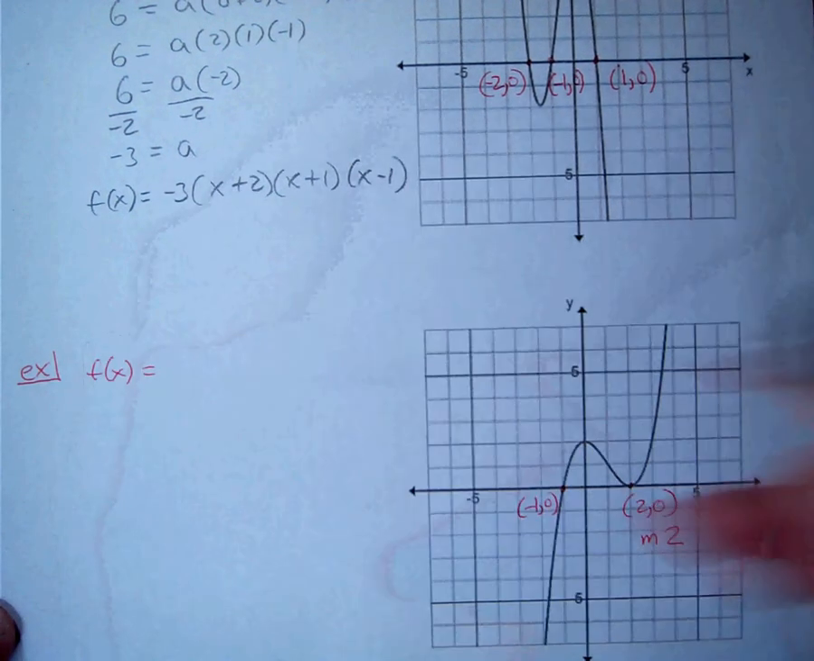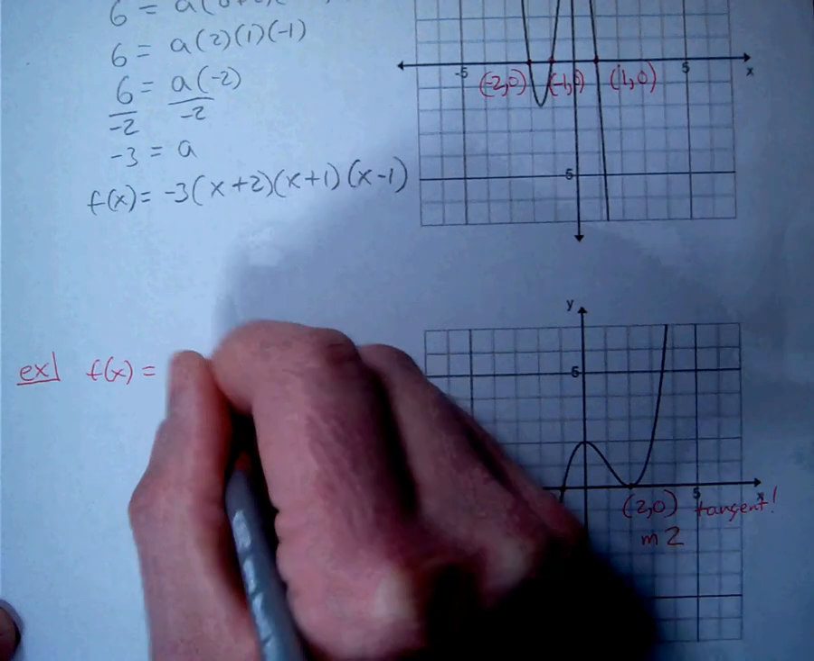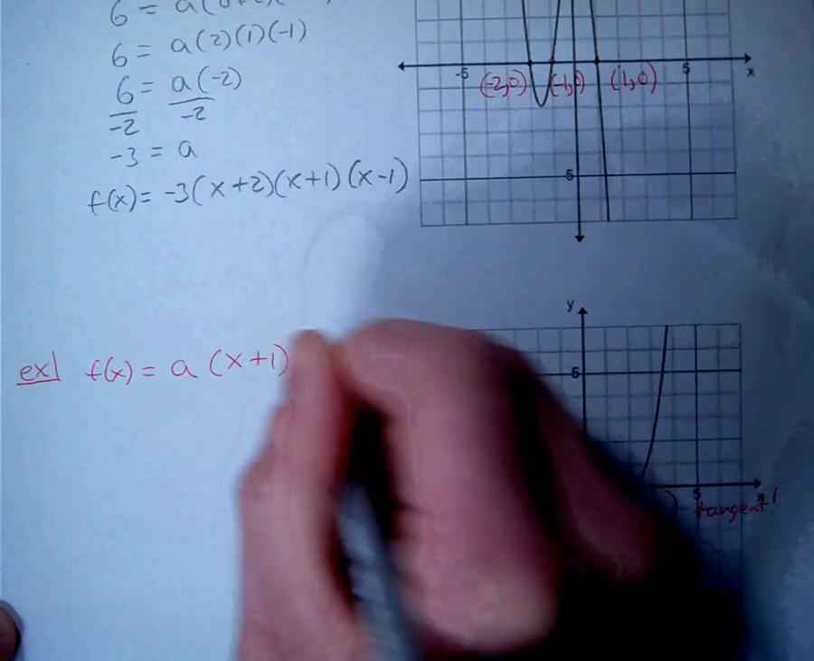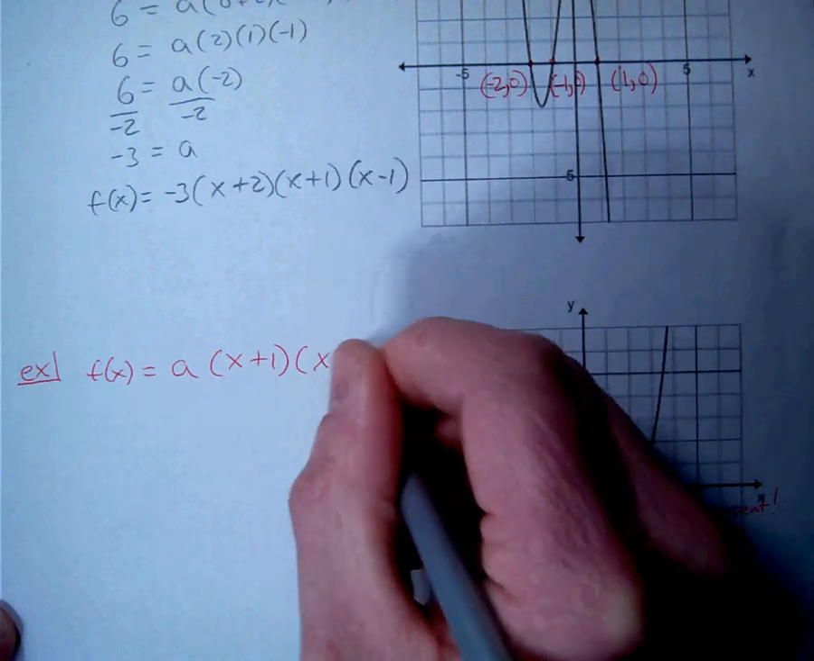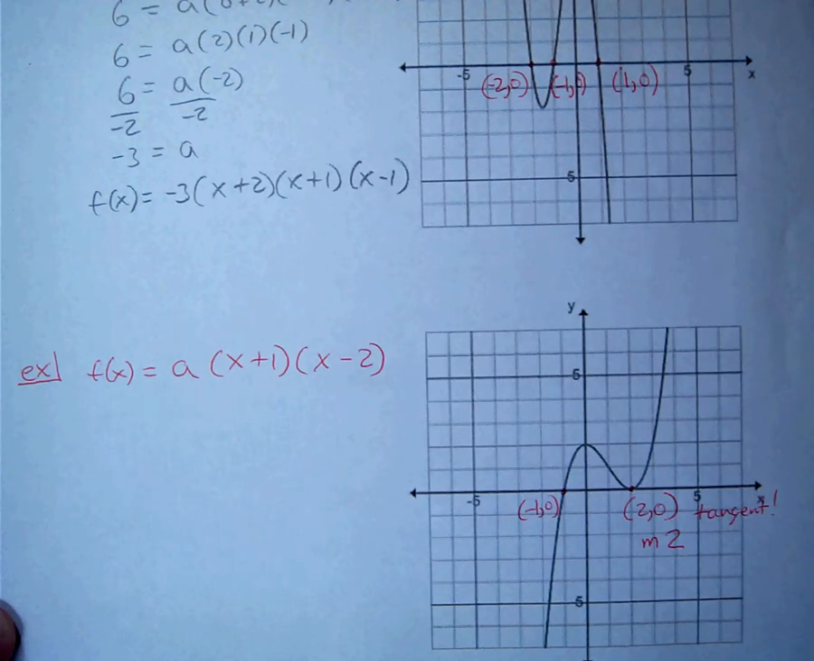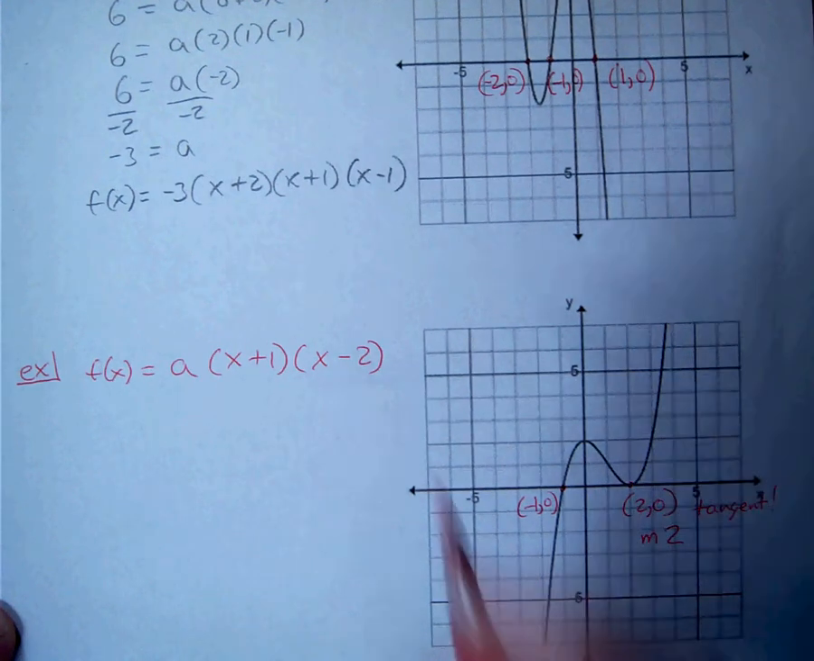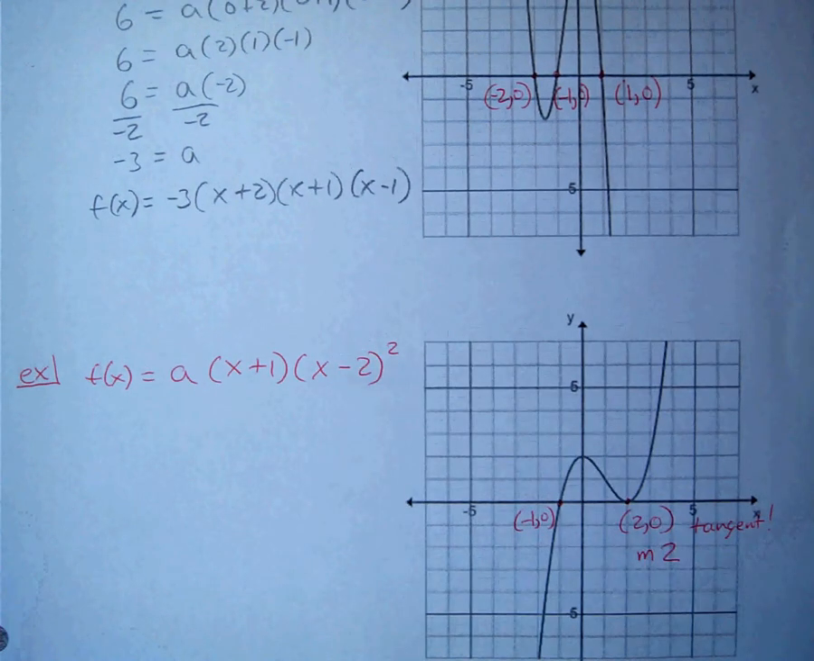F of x equals, we'll have our a in there. We're still going to need to solve for that. We're going to go (x + 1)(x - 2). And because the multiplicity is 2, because it's tangent, we're going to put a squared up there.